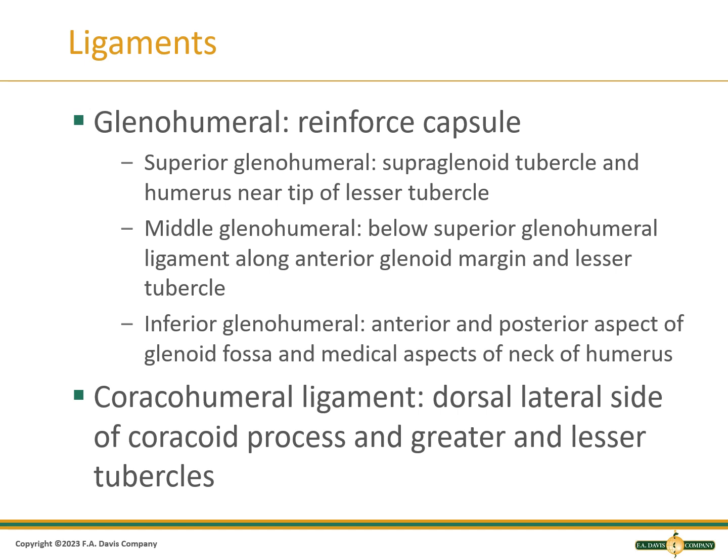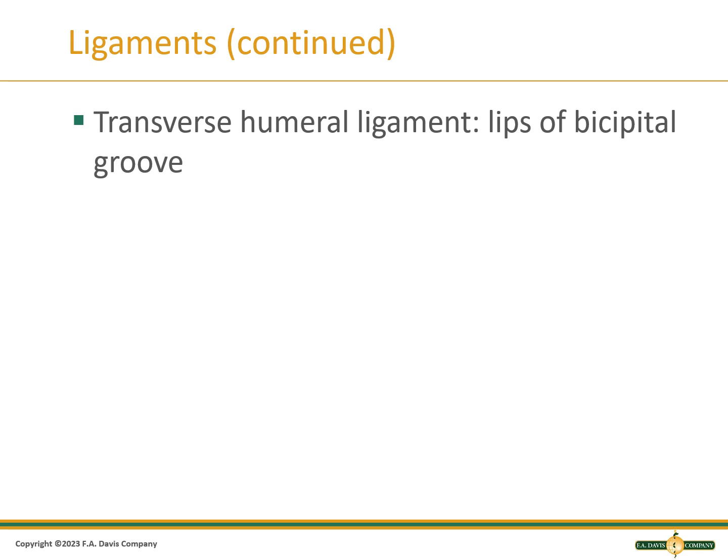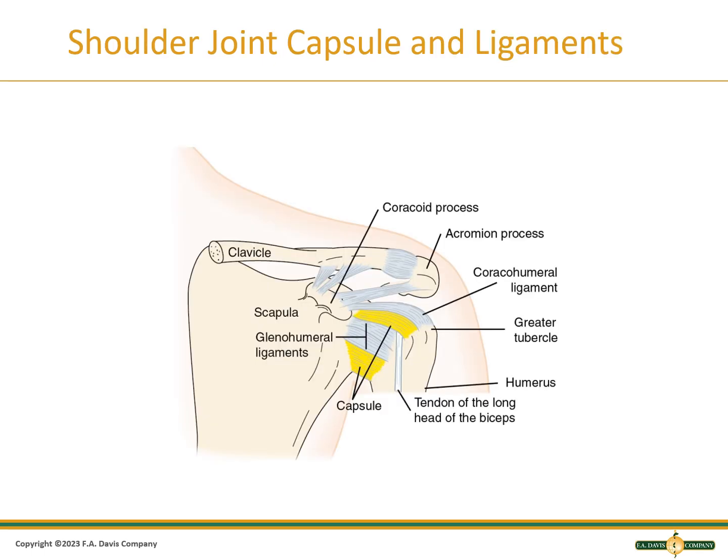The coracohumeral ligament, so coraco being coracoid and humeral being humerus, goes from the dorsal lateral side of the coracoid process to attach to the greater and lesser tubercles of the humerus. The transverse humeral ligament attaches to the lips of the bicipital groove and helps to keep the long head of the biceps in place. We can look at some pictures of these here.